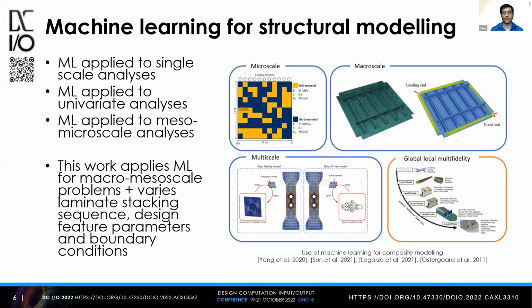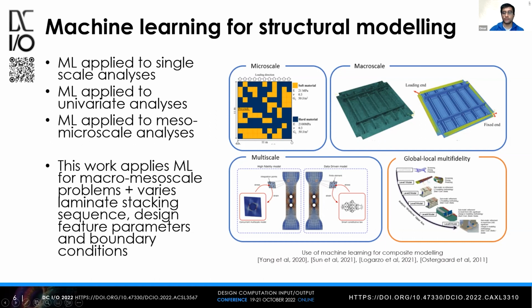And it has also been applied to univariate analyses, where you're varying just the material layup, or just the boundary conditions, or just the structural geometry parameters. And it's also been used at multi-scale, linking, for example, the macro structural scale to the meso-ply level scale. However, it has not been extensively applied to the macro-meso scale, which is pertinent to the current global-local design methodology.